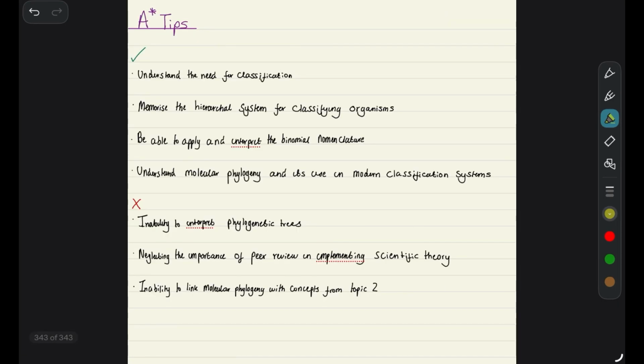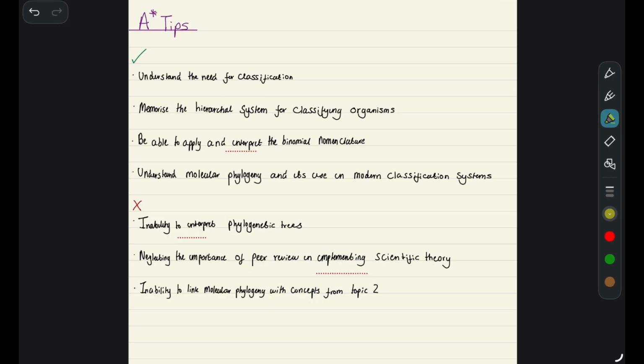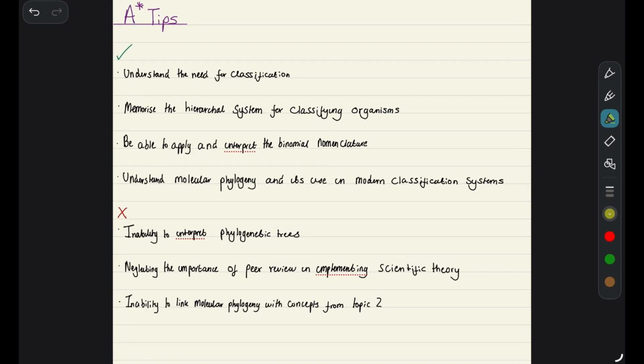Okay, a bit of a short and sweet topic. So we're going to get into the A-star tips now. First of all, we need to understand, why do we need to classify organisms? That's the most important thing, first of all. There's a reason why we're doing this.